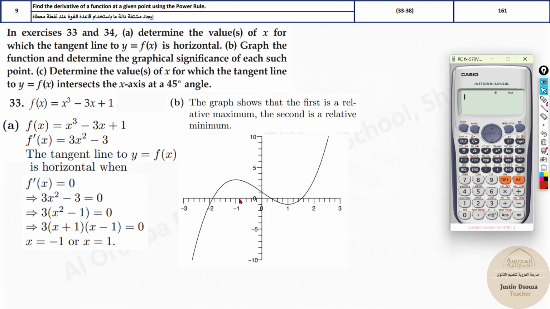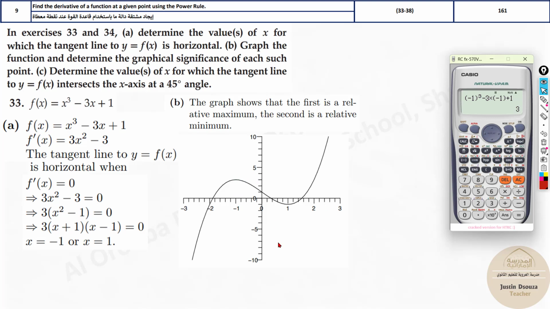Choose one more point. I will choose, say, minus 1 here. Instead of x, I need to put minus 1 everywhere. Minus 1 the whole cube in the given equation. Minus 3, sorry, here, minus 3 into minus 1. And lastly, we have plus 1. What is the answer? It is 3. Is it 3? Yes, it is equal to 3.